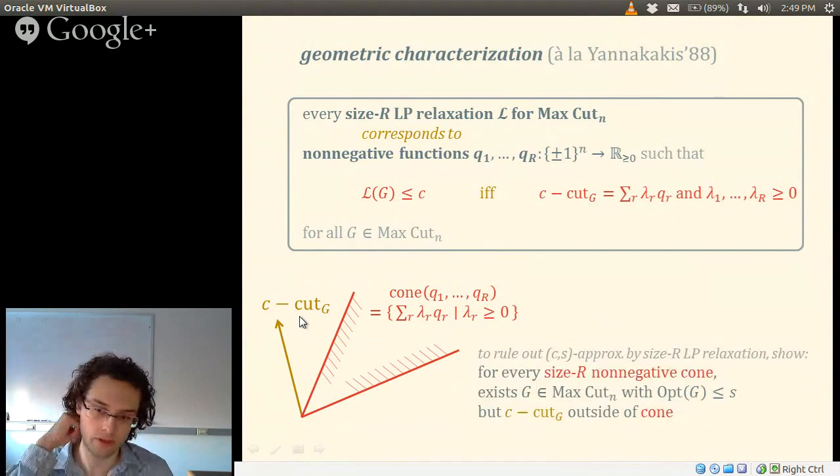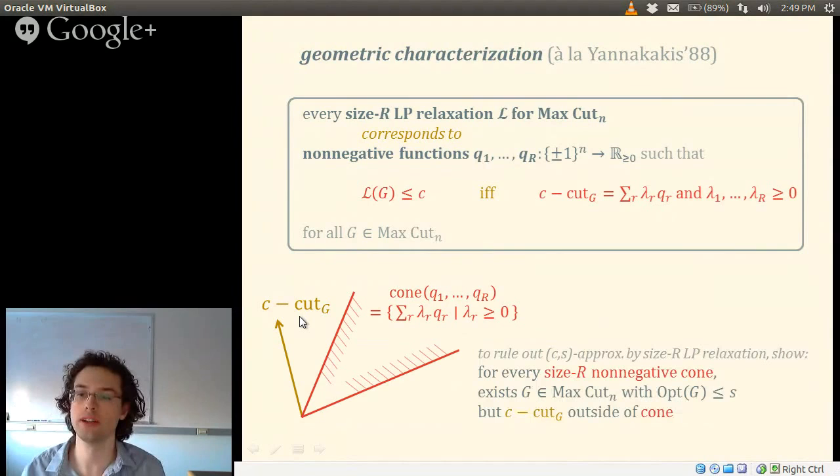Now what you want to do is rule out that there exists a general LP relaxation that achieves a C versus S approximation. The characterization says that for that we have to show that for every non-negative cone of size R, generated by R non-negative functions, there exists a graph on n vertices where the optimal value is smaller than c, but C minus a cut function is not in the cone, is outside of the cone.